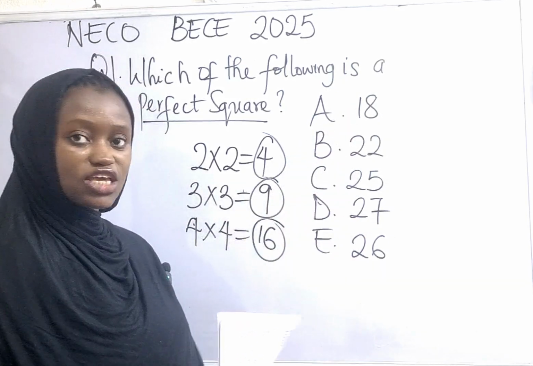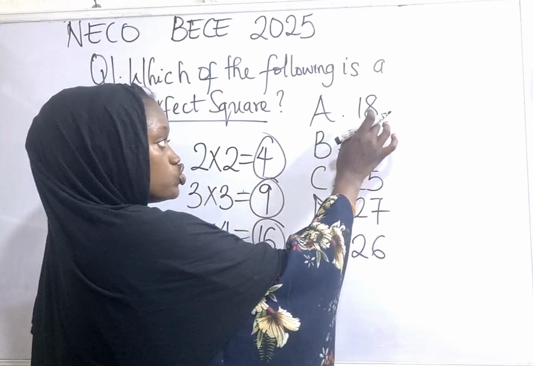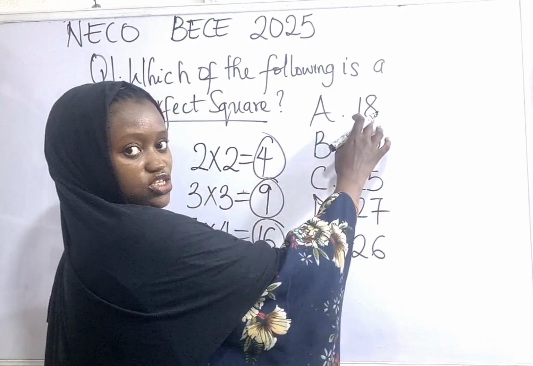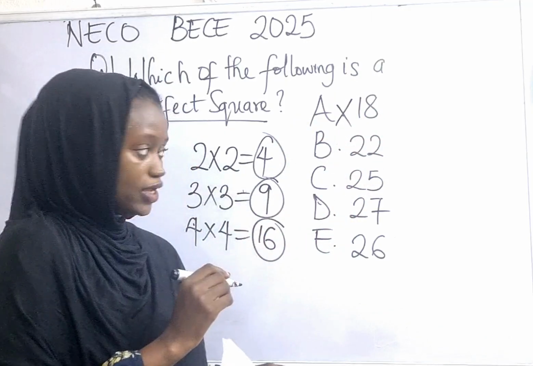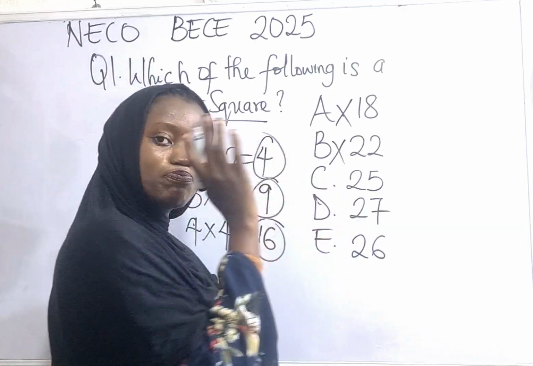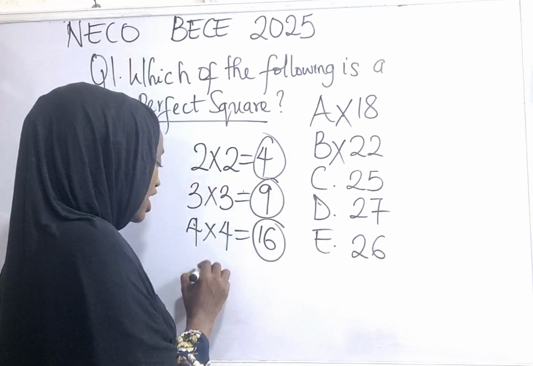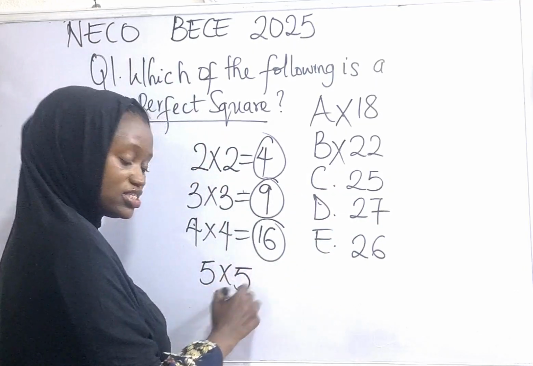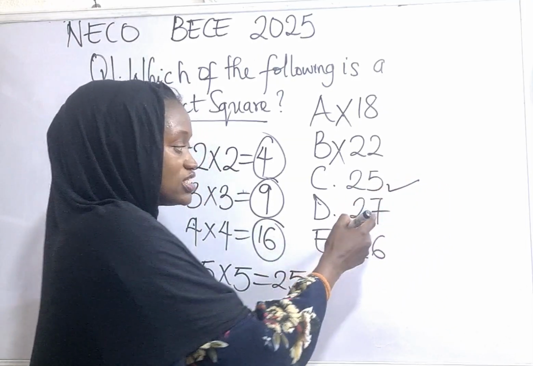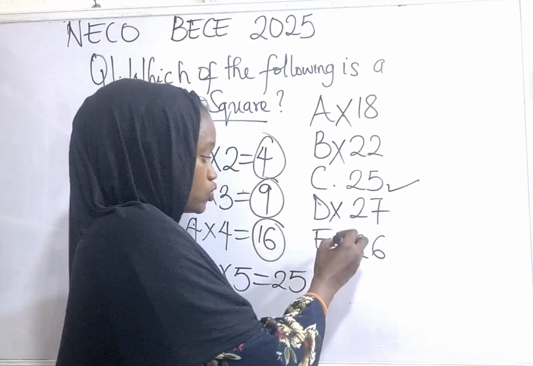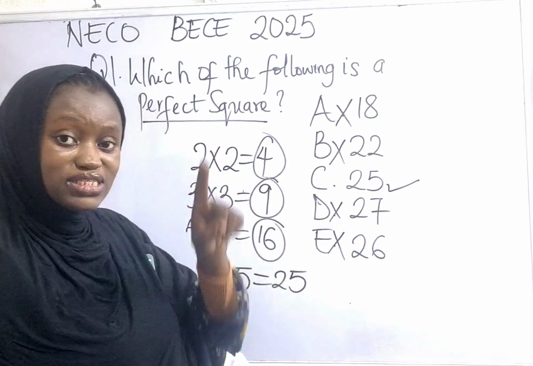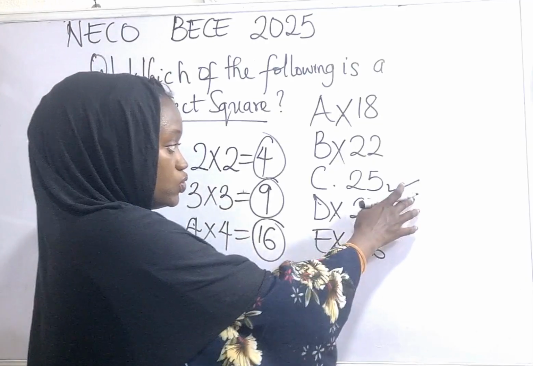So from the options given, there is no whole number that when you multiply it by itself gives 18. So 18 is not the answer, option A. 22 also is not a perfect square. 25 is a perfect square. Why? If you multiply 5 by 5, this gives us 25. So we have option C as the answer. 27 is not a perfect square. 26 also is not a perfect square. So the correct answer for question number 1 is option C, okay?